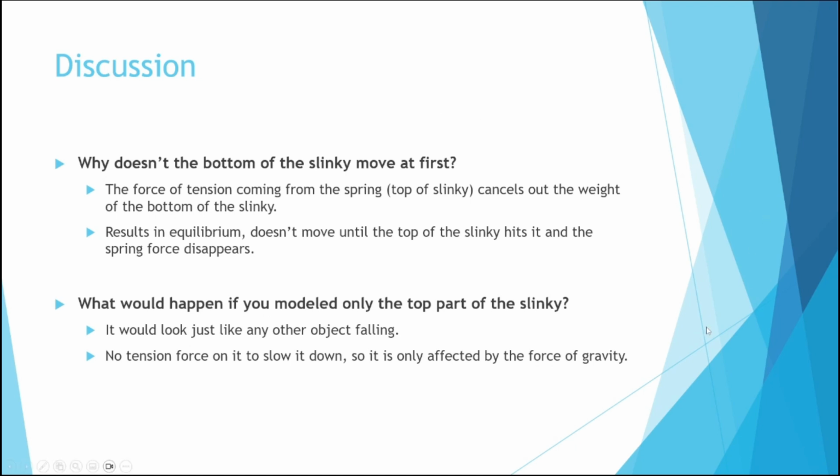Then, what would happen if you modeled only the top part of the slinky? In this case, it would look just like any other falling object, since there is no tension force on it to slow it down, so the only thing affecting it is the force of gravity, and it would look like just any other model falling down.